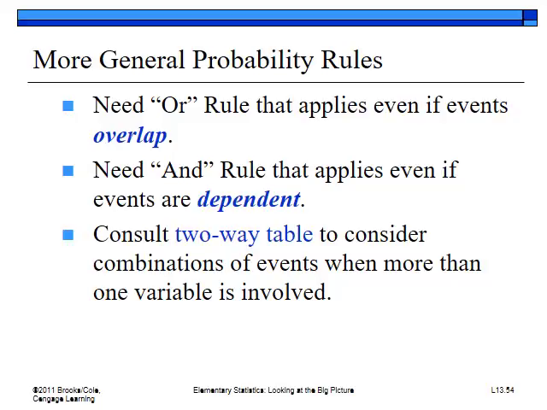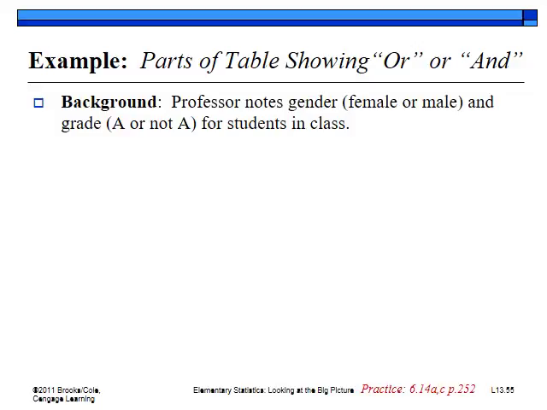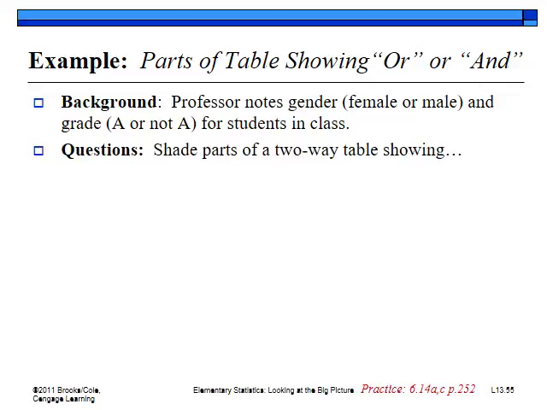For now, we can look at a two-way table to consider different combinations of events when we're dealing with more than one variable. So let's look at using a two-way table. Let's say that a professor notes the gender, female or male, and grade, either A or not A, for students in the class.